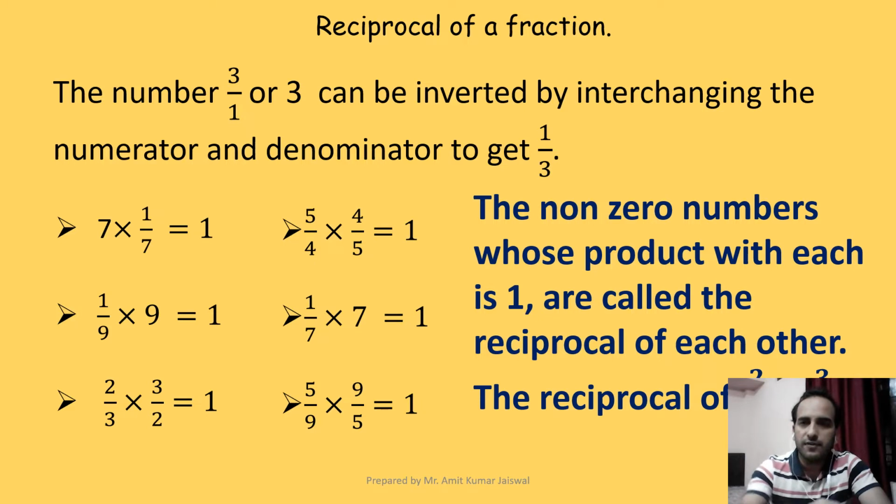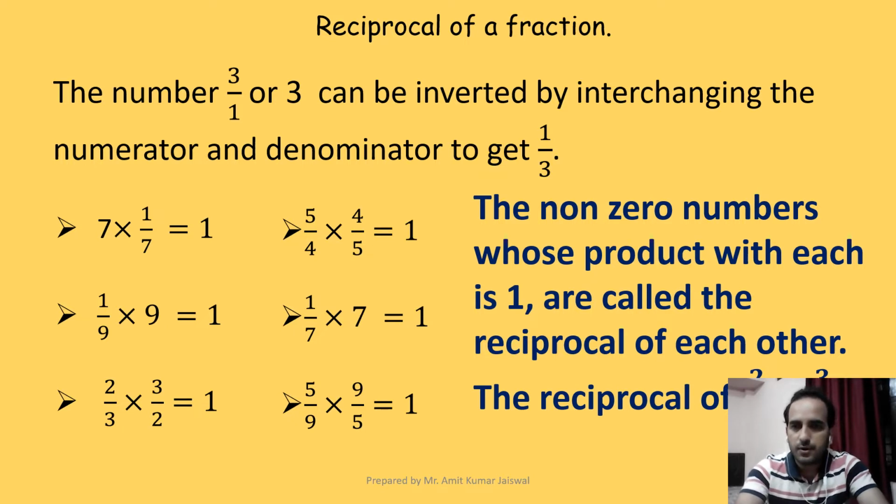Concept: reciprocal of a fraction. What does it mean, the reciprocal of a fraction? Any number you can consider. The number is 3 upon 1, or you can simply say 3. Whenever we have the denominator 1, we get the same number. So 3 upon 1 or 3 can be inverted by interchanging the numerator and denominator to get 1 upon 3. So what you have done, you have made the denominator the numerator and the numerator the denominator. So 3 is the denominator now and 1 has become the numerator. So we have interchanged it, and this process is called getting the reciprocal of a fraction.